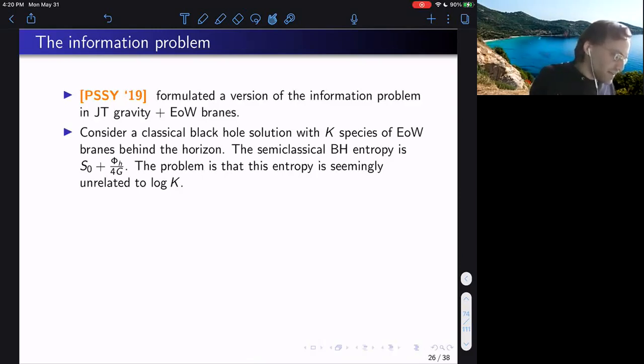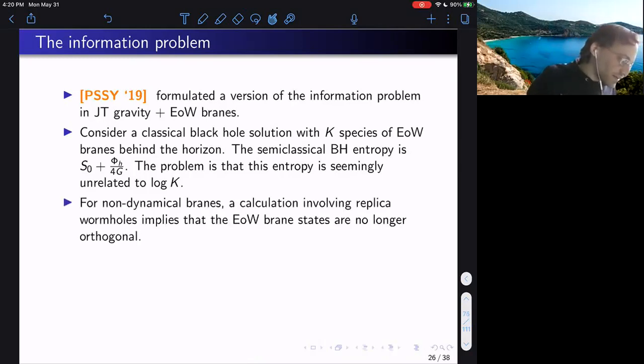And basically the information problem is that this entropy is seemingly unrelated to log K. So in other words, there seem to be perfectly good semi-classical configurations where the number of end-of-the-world brane species behind the horizon exceeds what is expected from the Bekenstein-Hawking entropy formula. And so that's a problem. And to make that problem severe, they imagine coupling this system to a bath and creating a very highly entangled state that defies expectations, I guess.